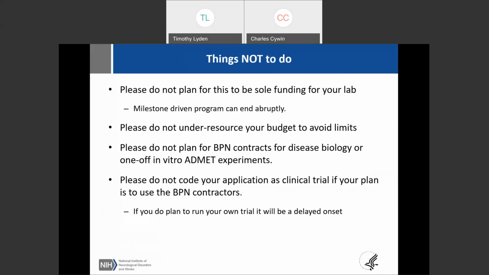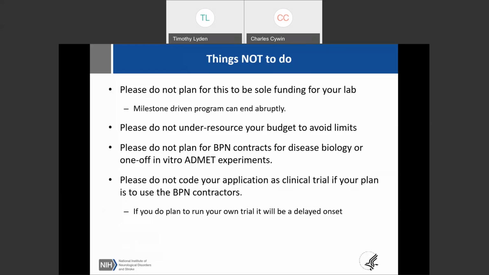Keep in mind, your resources will be more intensive in the beginning and less intensive at the end when we get to the development phase, when we're using GLP tox studies and things and not much is going on in your lab. So again, plan your budgets accordingly, which is why sometimes people do exceed it in some years and have less in other years.